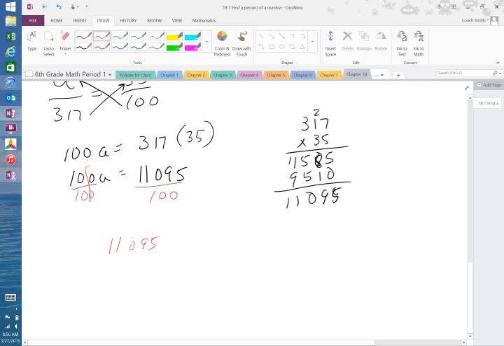Now you have two zeros. When you're dividing by powers of 10, remember from earlier in the year, when you have two zeros, you move the decimal two places. Once, twice. That gives me 110.95. And that is what A is equal to. That's the other thing that you would put on your whiteboard.